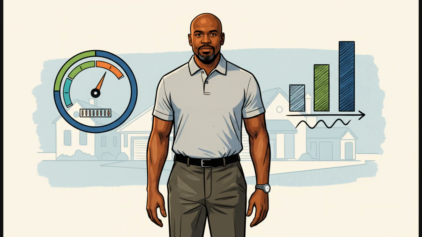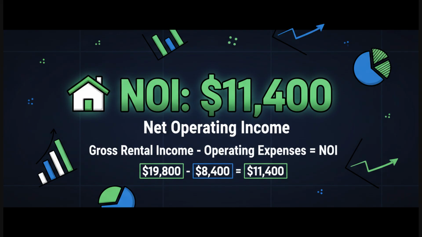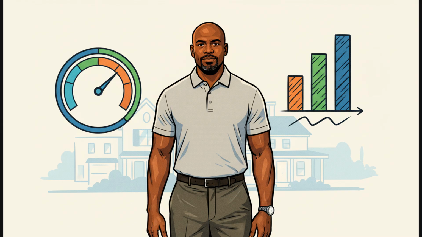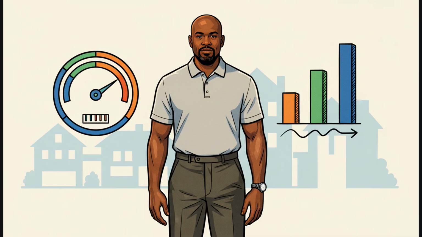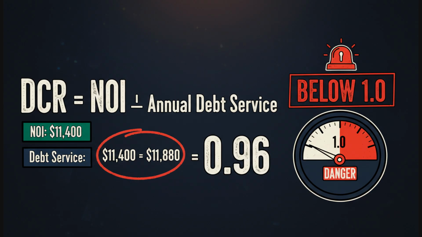Here is the formula. Net operating income divided by your annual debt service. Debt service is your total mortgage payments over an entire year. Marcus's NOI was $11,400. His annual mortgage payments were $11,880. So his DCR was 0.96. Let that number sink in for a second. Below 1.0 means the property is not generating enough income to cover its own mortgage. Marcus was technically cash flow negative on a DCR basis.